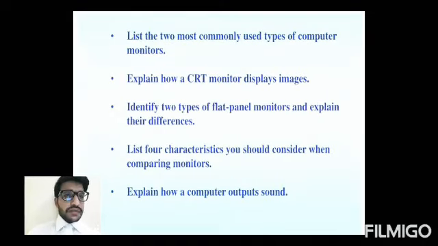List two commonly used computer monitors. Explain how a CRT monitor displays an image and describe the types of flat panel monitor. Explain their differences. List four characteristics you should consider when comparing monitors. Examine how computers output sound.